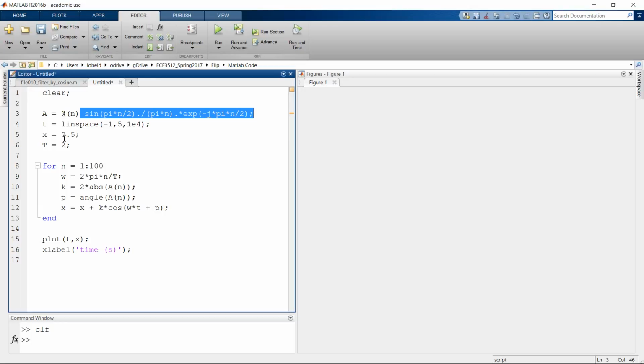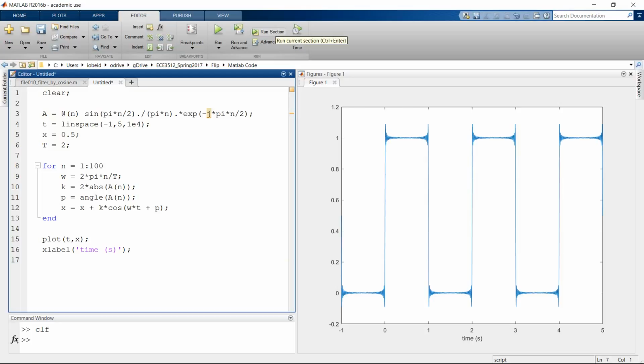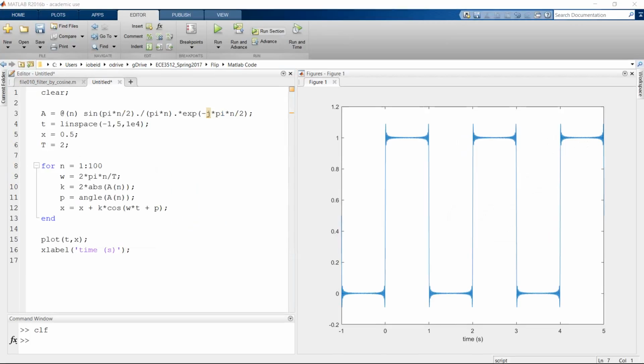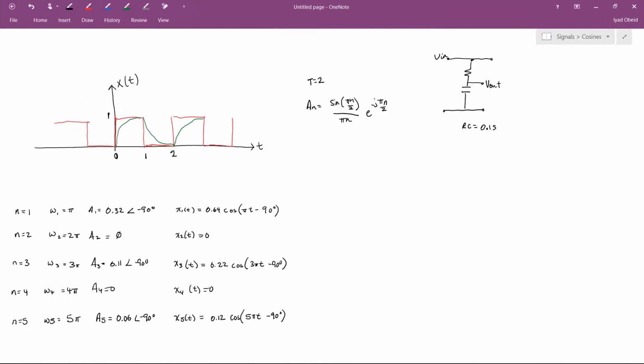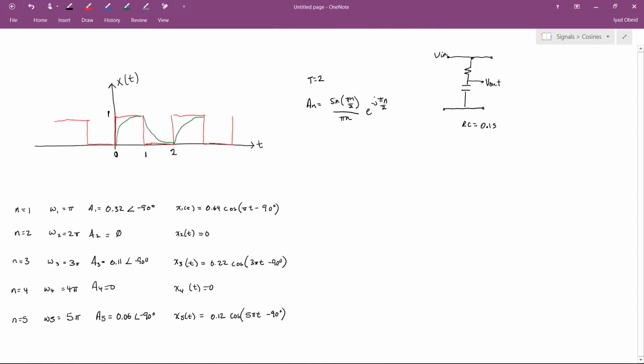And then the only other piece of magic here is that I'm including the DC offset, which in this case is a half. I'm going to cycle through 100 harmonics, and lo and behold, I get exactly what I expected: a square pulse that goes between 1, 0, 1, 0. It's got the right period. Everything's good to go.